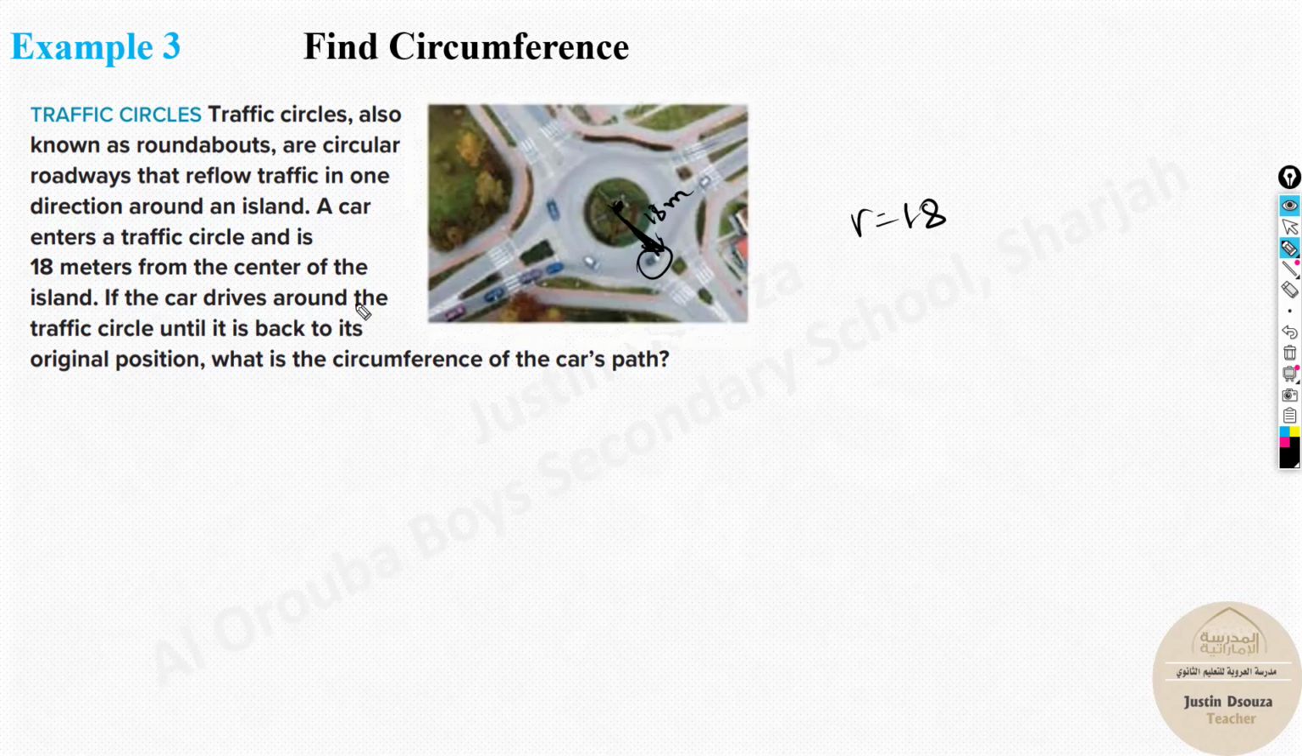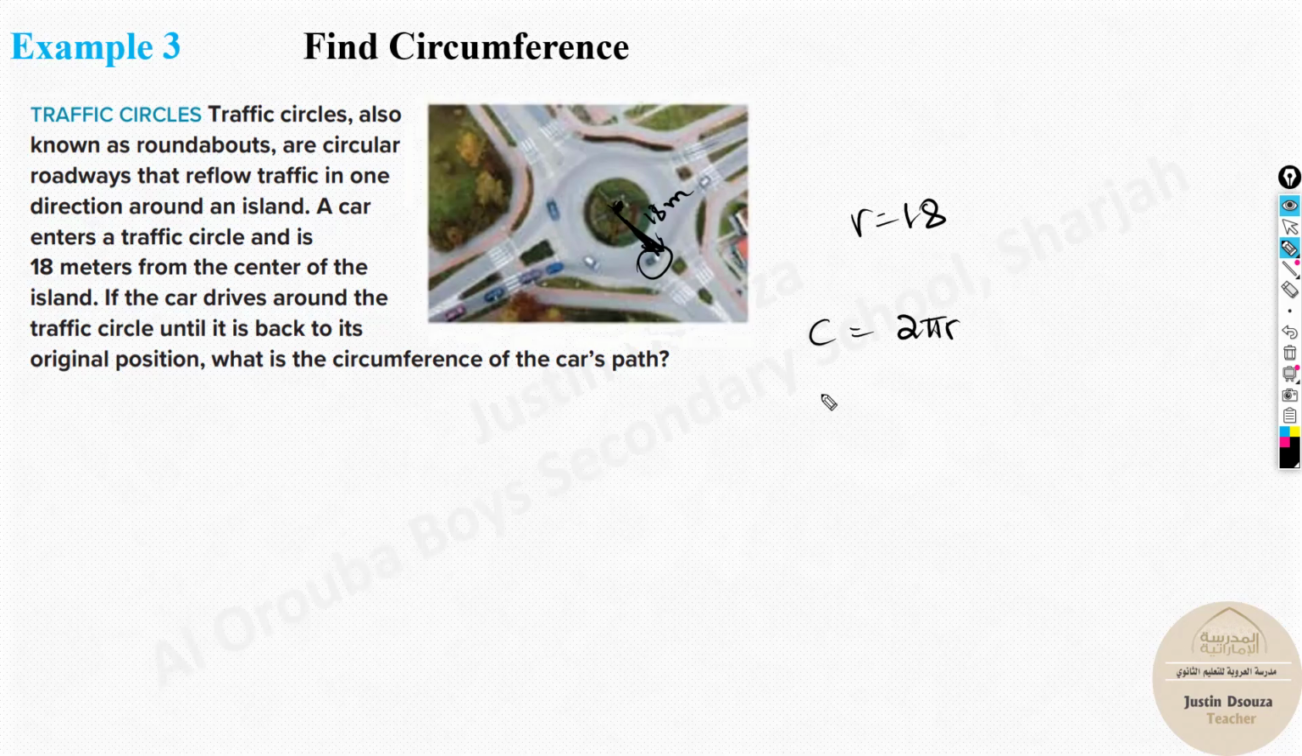If the car drives around the traffic circle until it is back to its original position, what is the circumference of the car's path? Now, it just goes like this and takes a turn. What is the circumference? How much path did the car travel? That's the circumference. We know C is equal to 2 pi r.